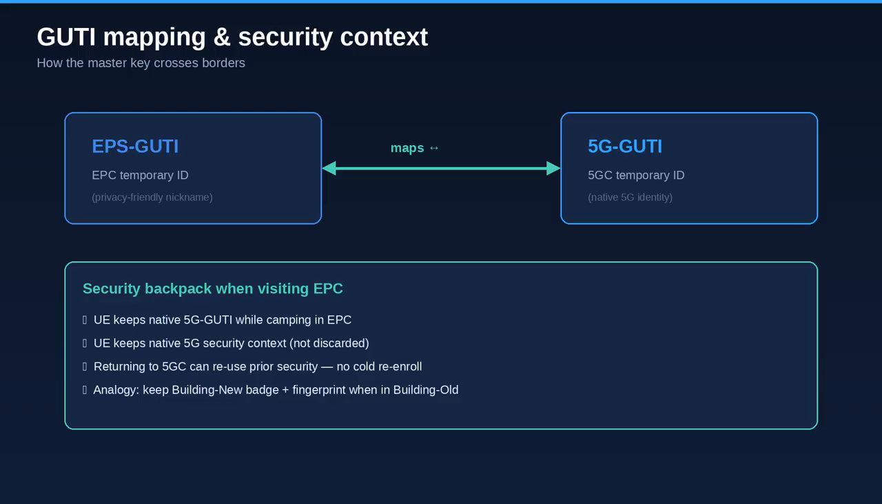To enable reuse of a previously established 5G security context when the phone returns to 5GC, the UE also keeps its native 5G GUTI and its native 5G security context while it is camping in EPC. It does not throw the 5G credentials in the trash just because it dipped into LTE. Analogy: you leave the new building for the old building, but you keep the new building badge and fingerprint enrollment in your wallet. When you walk back into the new one, security waves you through instead of re-enrolling you from scratch. That is context reuse, and it is why single mode can hand mobility off with less crypto drama.